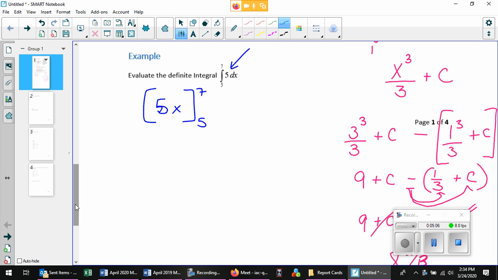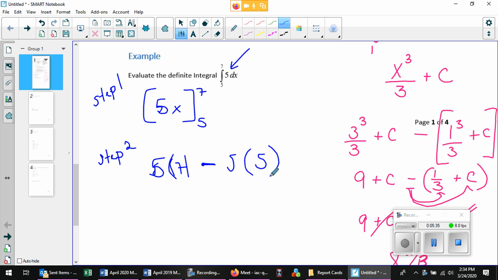Now that's step one. Step two is where we put it into the formula. We're going to have upper first: 5 times 7, subtract 5 times 5. So 35 minus 25, and the area under the curve is 10.